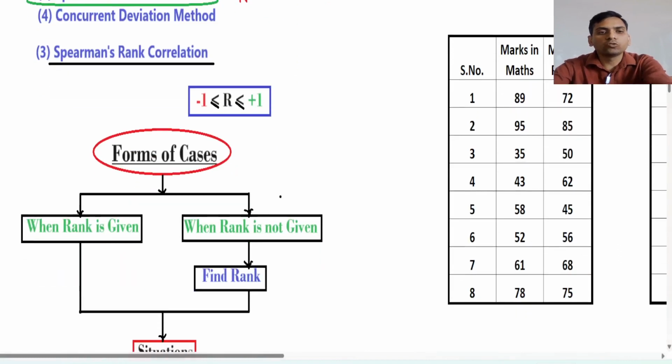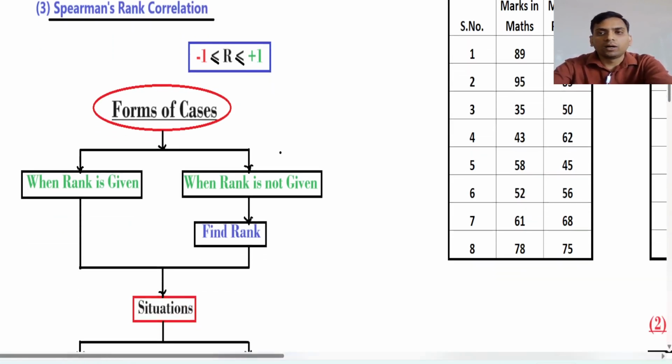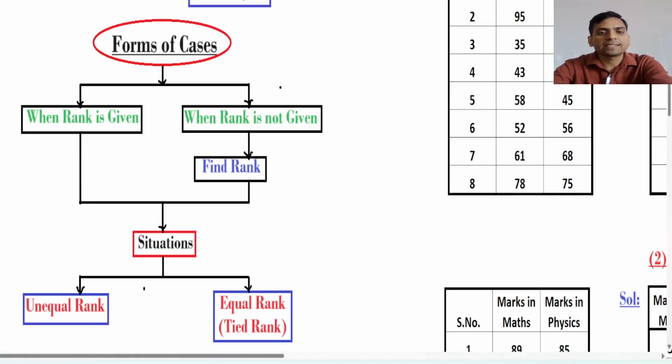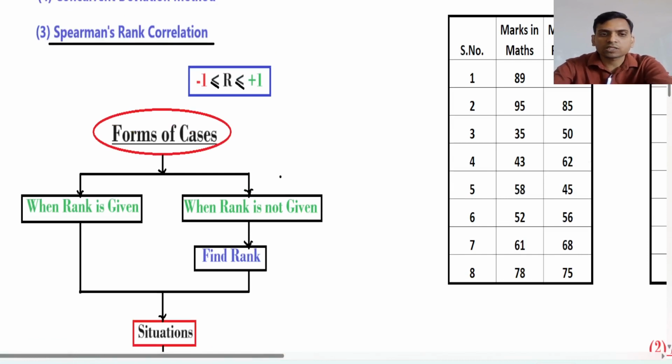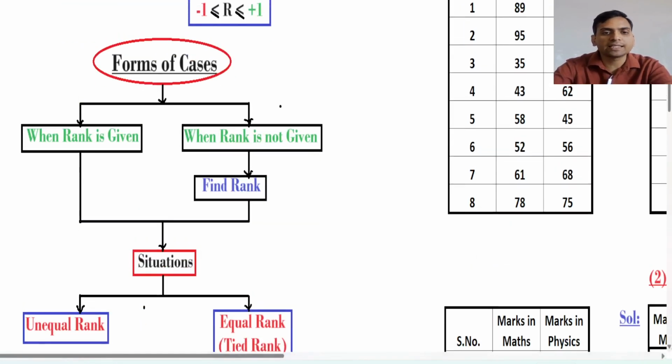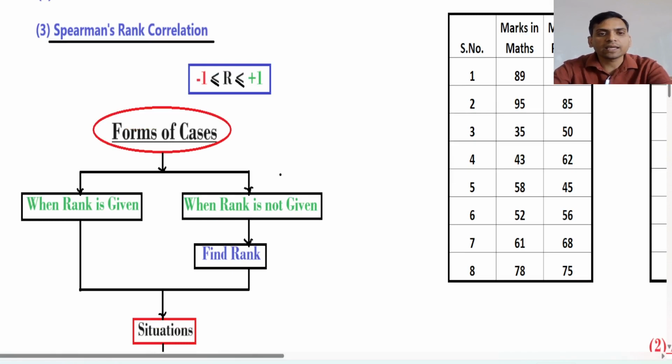So now there are two forms of problems. First, when rank is given. Second, when rank is not given. If rank is not given, first you will find rank. Then you will have two situations: first, unequal rank, and second, equal rank. If rank is already given, we have the same situation: unequal and equal rank. So we are seeing the second case, when rank is not given.